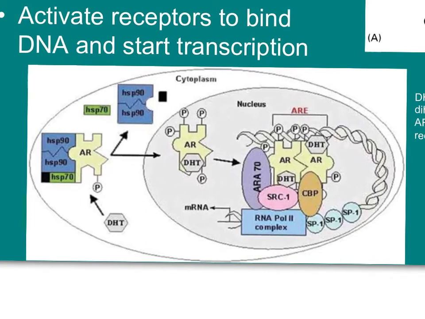All right. So once this binds to this androgen receptor, these guys get kicked off. So these guys help the androgen receptor stay in the cytosol. Once this binds, notice what happens. This androgen receptor gets phosphorylated. And this phosphorylated complex of testosterone with the androgen receptor binds to DNA. Okay? This binds to DNA and helps in transcription.